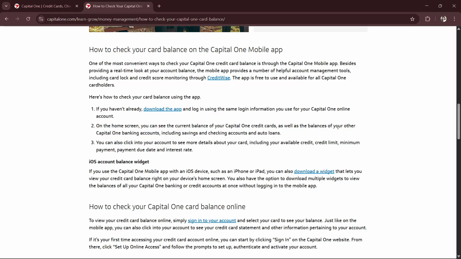as well as the balances of your other Capital One banking accounts, including savings and checking accounts and auto loans. You can also click into your account to see more details about your card, including your available credit limit, minimum payment, and payment due date, and interest rate.